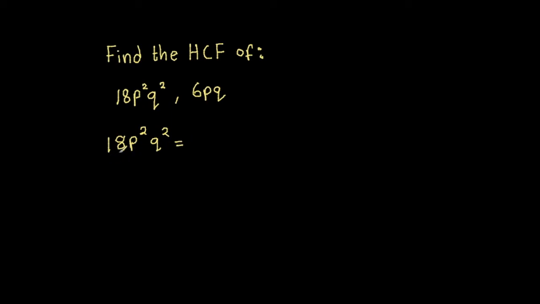This is equal to, now the 18 can be broken down into 2 times 9. Right, so I'm just going to replace 18 with 2 times 9, times p squared, which is the same thing as p times p, times, and now q squared is the same thing as q times q.